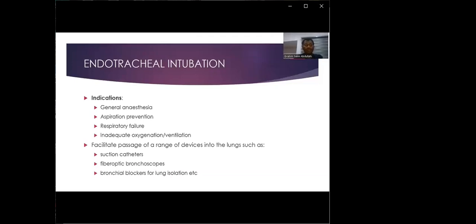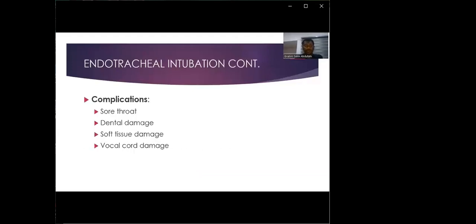And this also can be used, especially in the double lumen tubes, to check the correct positioning of the tube. And then for bronchial blockers for lung isolation, you can also pass a bronchial blocker where you don't have double lumen tubes.